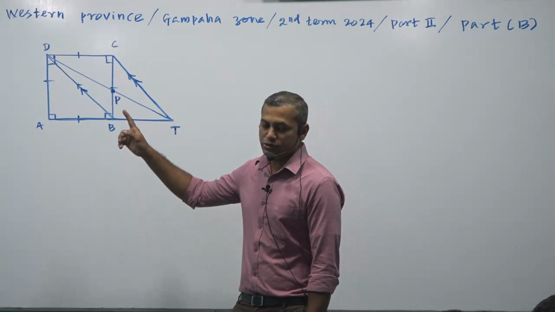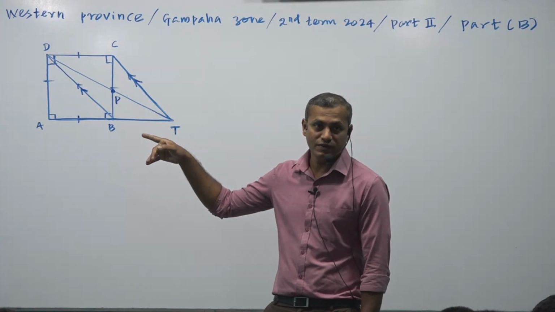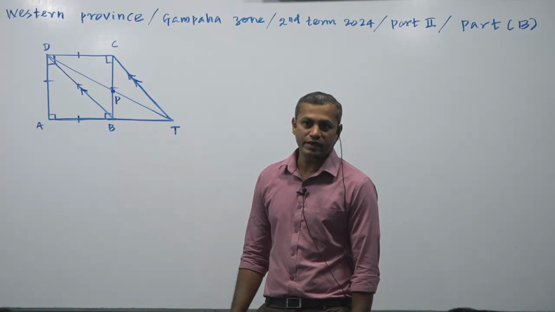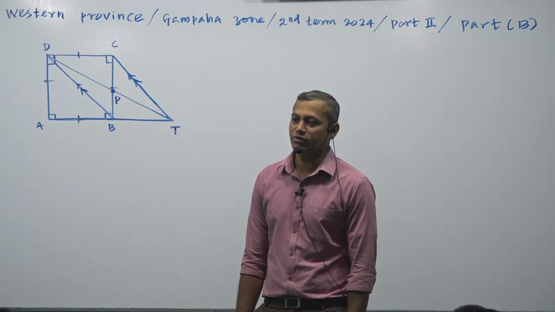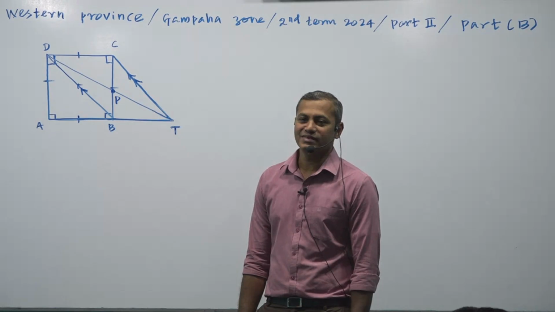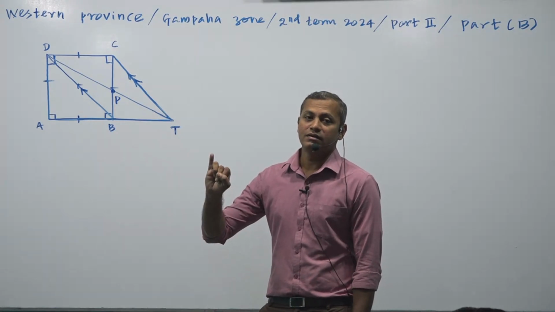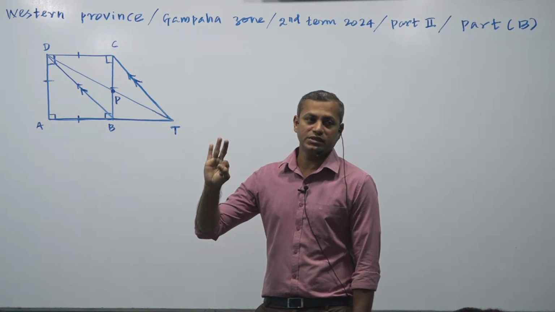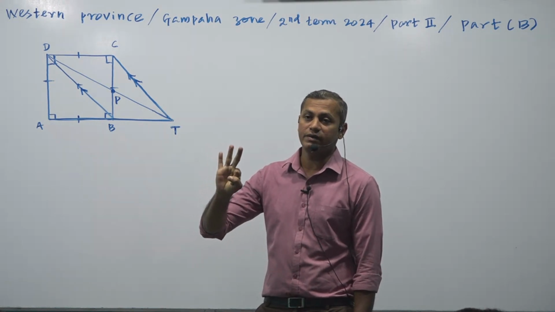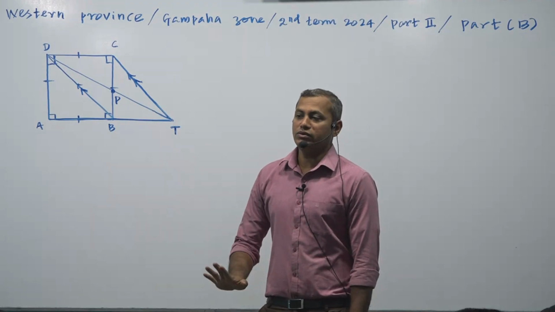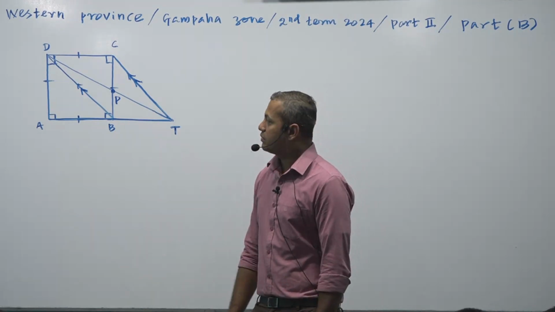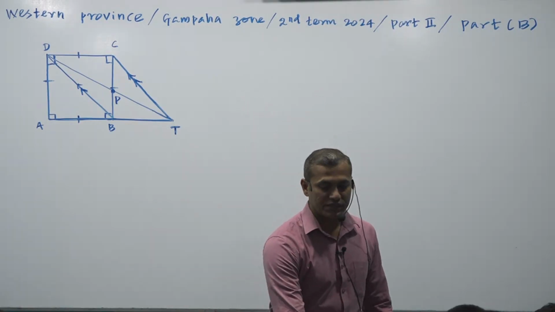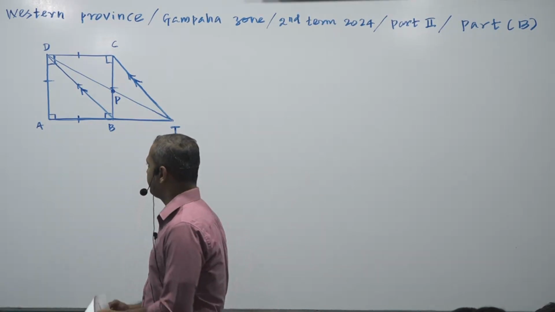Why? Because square is a special case. Square is a special type of parallelogram. You agree? We did that in grade 10, second term. Can you remember? Square, rectangle and rhombus. These three are special types of parallelograms. You should know that. Then square is a parallelogram. Opposite sides are parallel. In a square, opposite sides are parallel. You see?